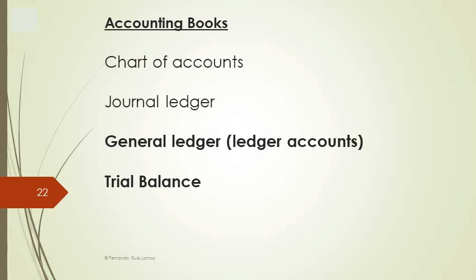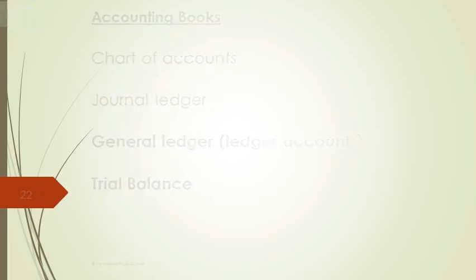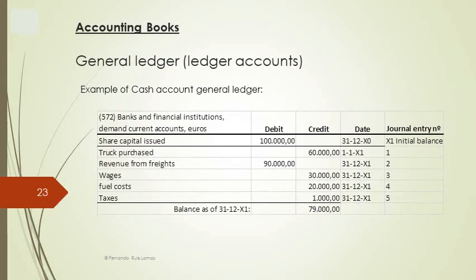Now we are going to introduce the general ledger and the trial balance. The general ledger of an account reports its initial balance at the beginning of period, the movements during the period, and as a result, the balance of the account at the end of period.